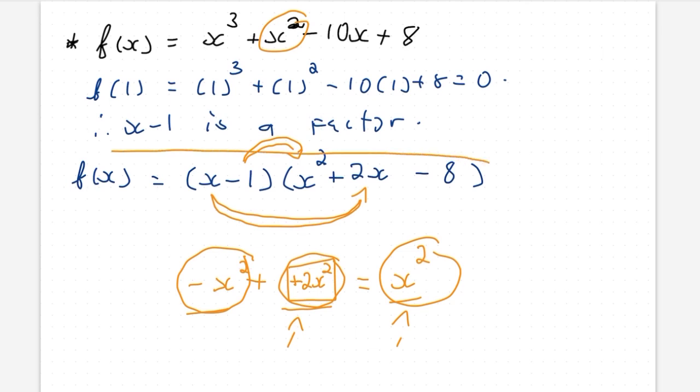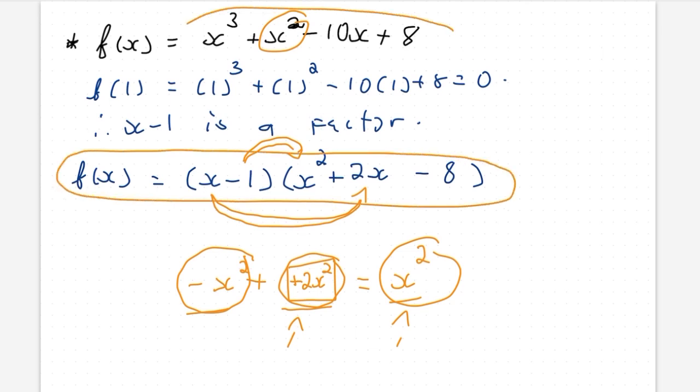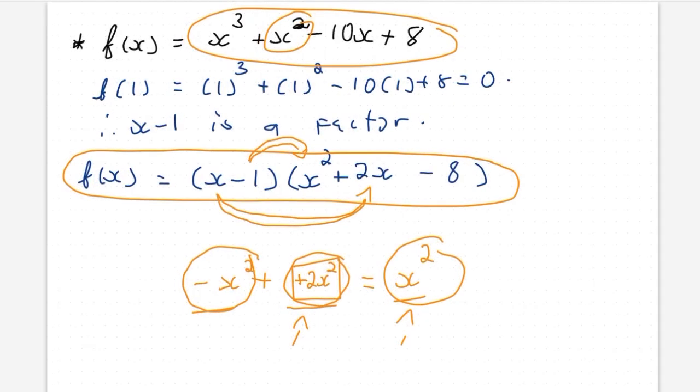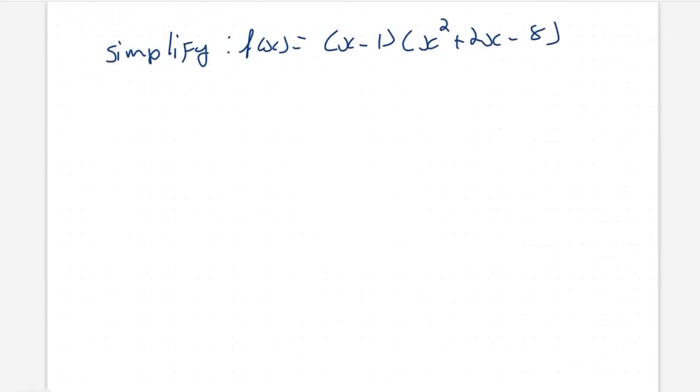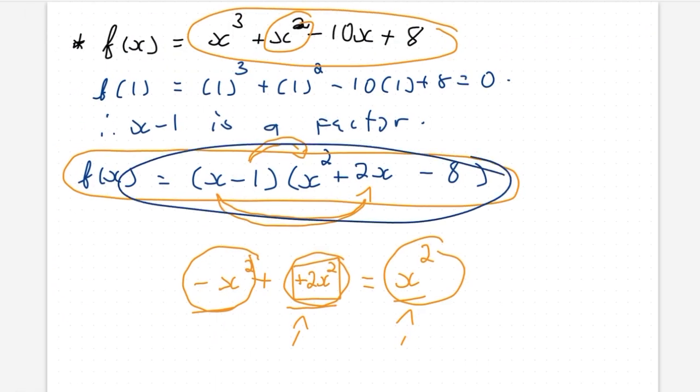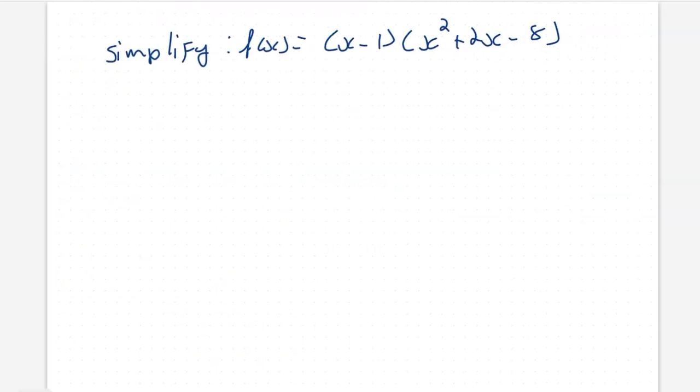If I simplified this, I would get that back. Let's give it a try. So I just want to show you that this works. So let's simplify this guy, x minus 1 times x squared plus 2x minus 8.